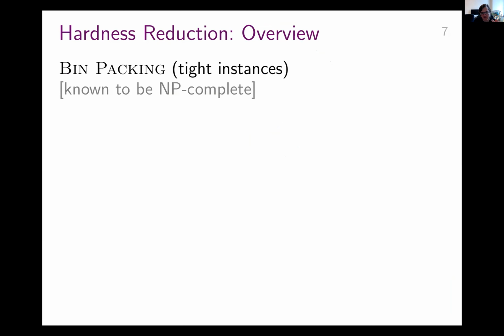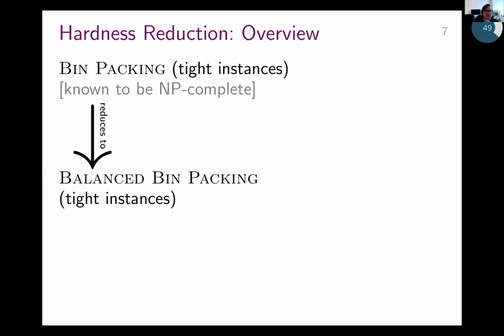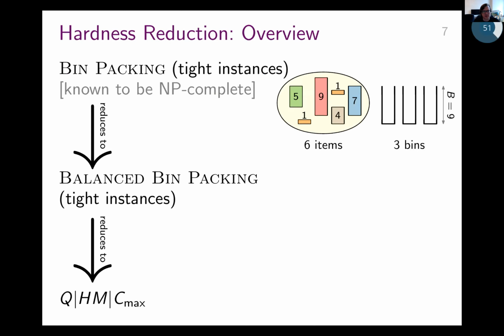So the reduction is we reduce from bin packing. Bin packing is already hard for so-called tight instances, meaning every bin is exactly full. There's no slack. Okay, we reduce this to balanced bin packing. What does it mean? It means that not only is every bin full, but every bin has exactly the same number of items in it. Okay, that's balanced. And from this, we reduce to QHMC max.